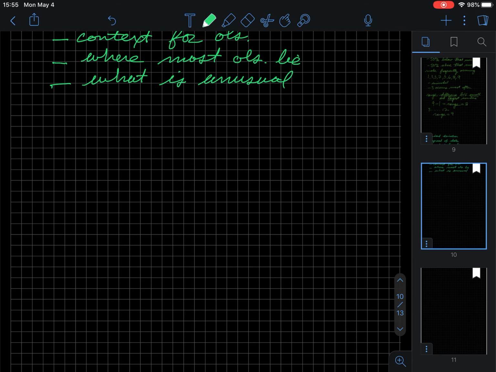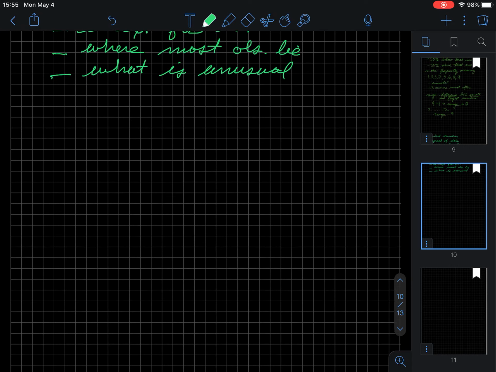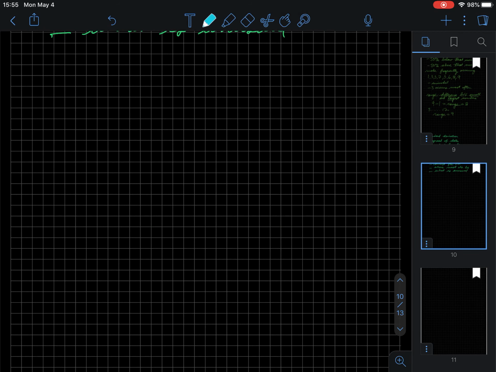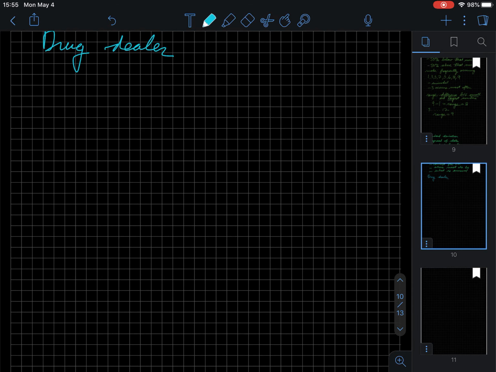So depending on what the context is, it can be very, very useful for what we're actually going to do. So we'll use this for the working example for this one. So we'll pick this ink, and let's say that I am a drug dealer. If I'm a drug dealer kingpin, because I don't want to be at the bottom, I want to know who sells the most.